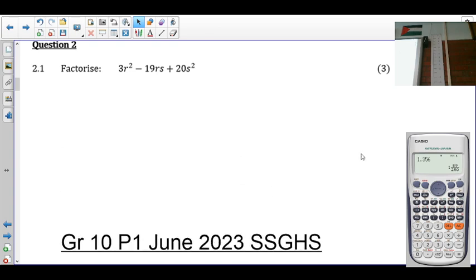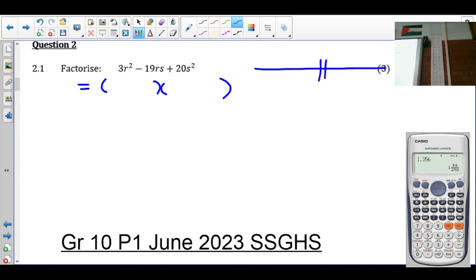People, the question says factorize. Now, if it says factorize, our answer should contain no bracket. Our answer should contain one term or brackets only. Okay. So to factorize this, as we can see, this is a trinomial.